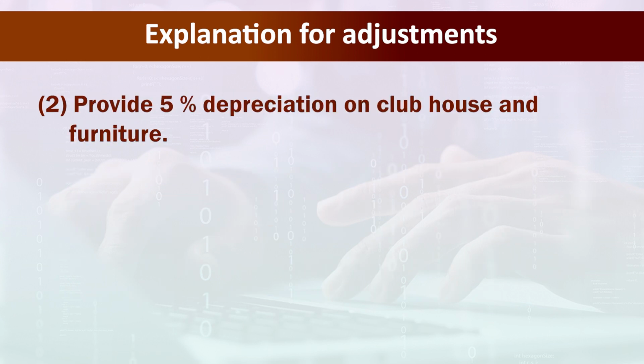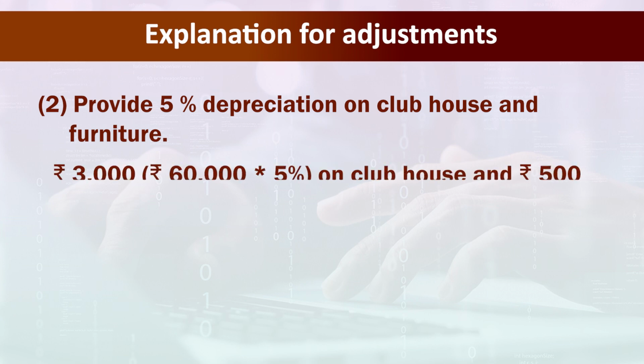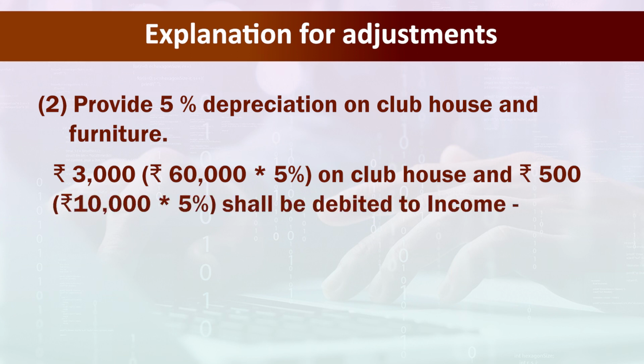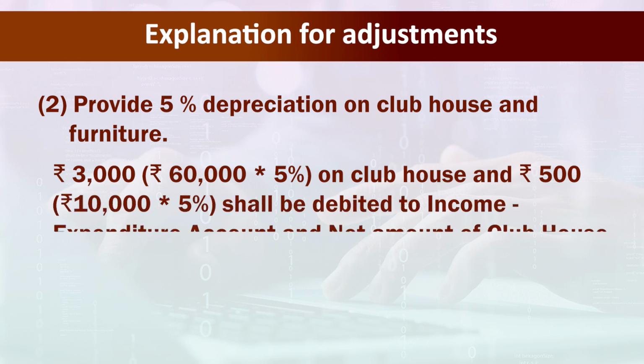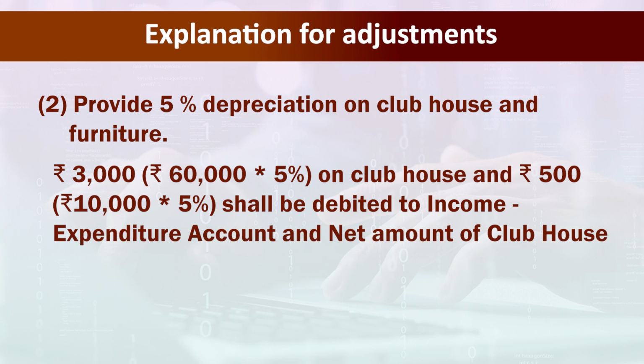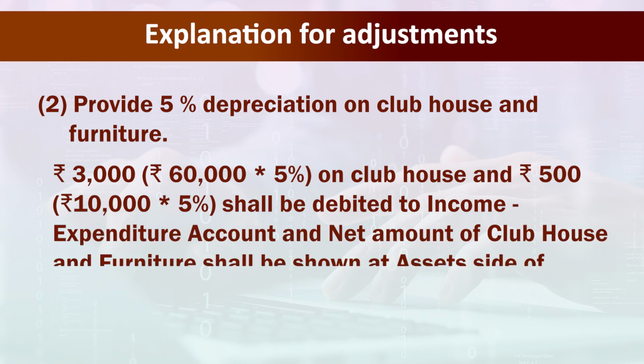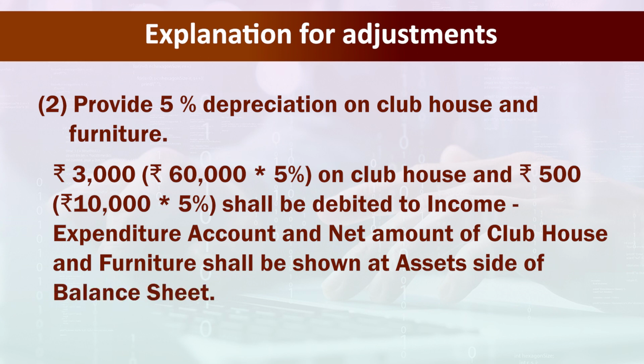2. Provide 5% depreciation on clubhouse and furniture. Rupees 3,000, which is rupees 60,000 into 5% on clubhouse, and rupees 500, which is calculated as rupees 10,000 into 5%, shall be debited to the income expenditure account, and the net amount of clubhouse and furniture shall be shown at the asset side of the balance sheet.